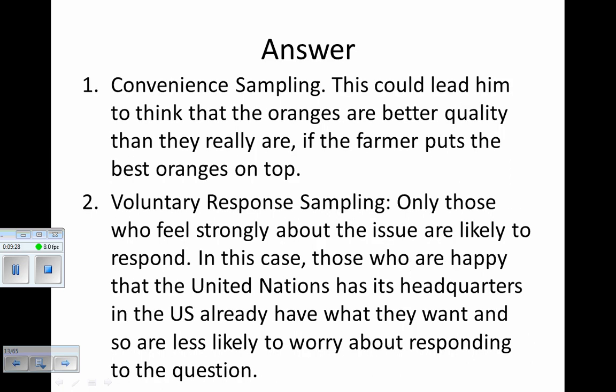All right, so the first one is definitely a convenience sampling. Okay, they only looked at the top. This could lead him to think that the oranges are better than they are, because the farmer could just put the best oranges on top. So they didn't really go through and get a random sample from the whole barrel. And the second one would be voluntary response sampling. Only the people who wanted to call in called in, and they could feel more strongly. So if people are happy about the United Nations, they may not call in because they're not worried about it changing, because they're just happy the way things are.